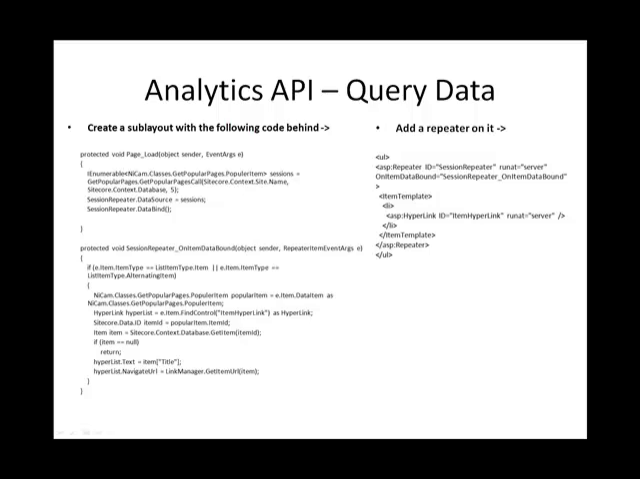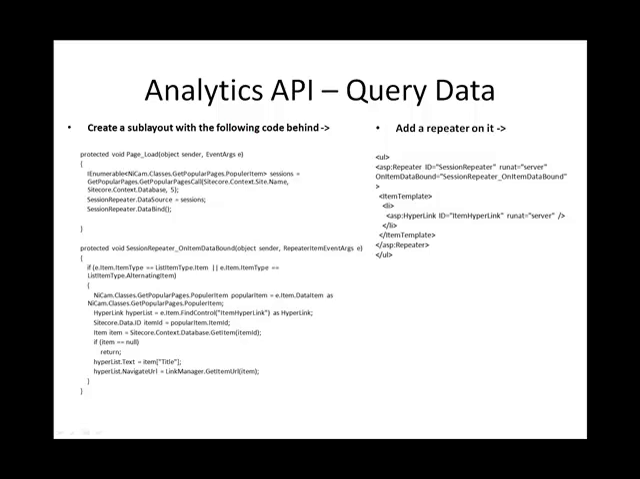So, if we wanted to take these queries that we had done on our database and put them into a presentation component, all we need to do is create a sublayout, for example. On the page load method, we simply want to call our getPopularPages method and bind it to a repeater that we put onto the ASCX control. Make sure that you implement the OnItemDataBound event, and you'll want to put the following code in that will generate a hyperlink to the actual item that is popular.